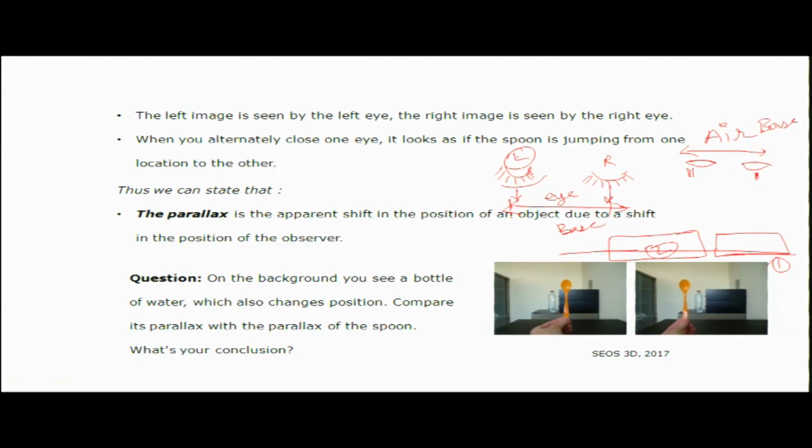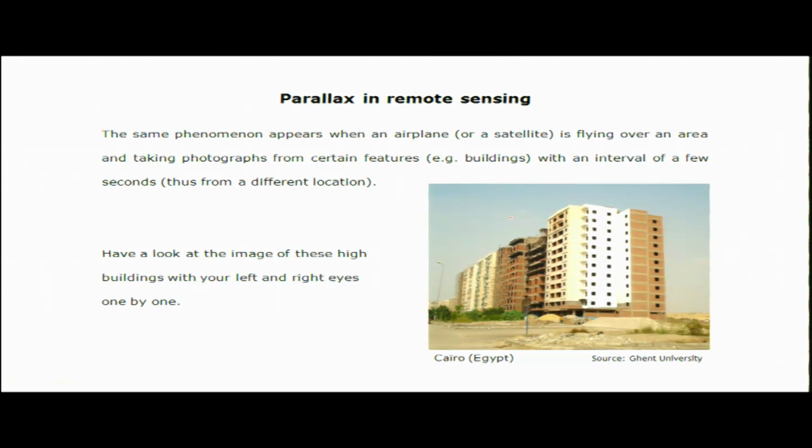Okay, so let us move ahead. Here is an example of a high building from Cairo, Egypt. This same building was taken by the Ikonos satellite from two different positions of its sensor. The same phenomenon appears when an airplane or a satellite is flying over an area and taking photographs of certain features or buildings with an interval of a few seconds, thus from a different location. There was an interval of only a few seconds, but that gap has resulted in a difference in the position of the observer.